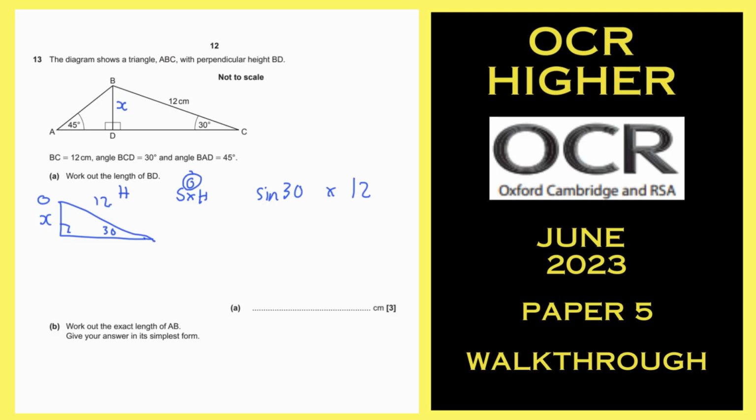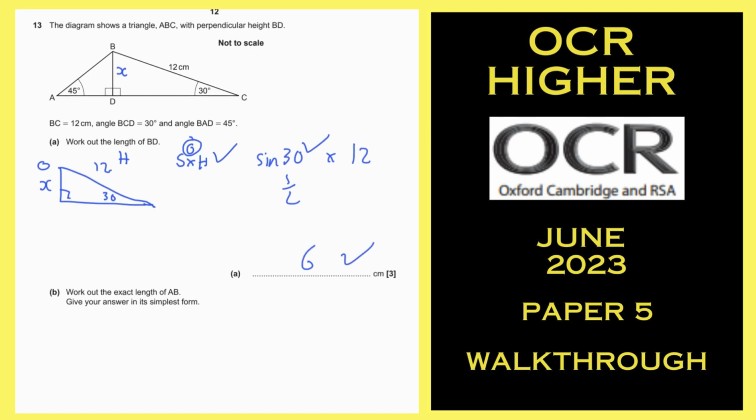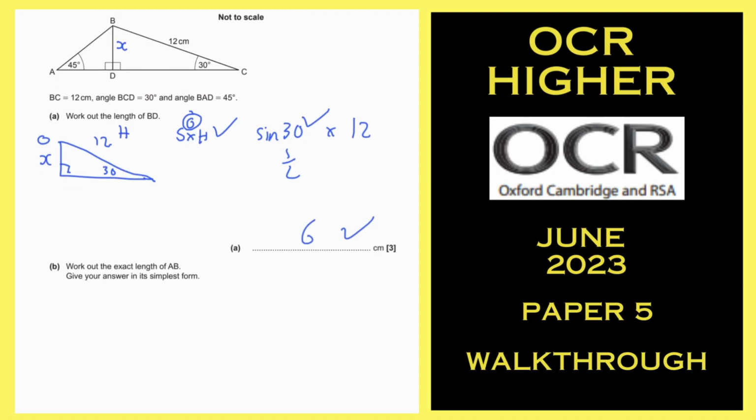This is where your exact trig values come into play. Sine of 30 is a half, and a half of 12 gives you the 6. 1 mark for your trig knowledge, 1 for your exact values knowledge, and 1 for 6. Part B, work out the exact length of AB.